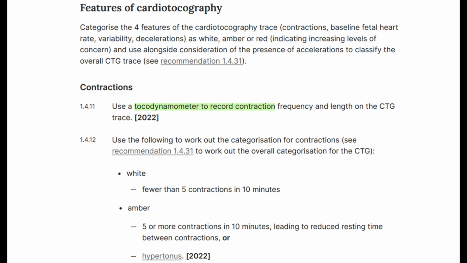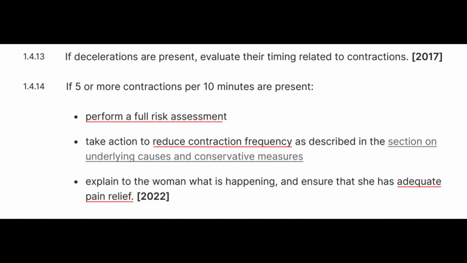White. Fewer than 5 contractions in 10 minutes. Amber. 5 or more contractions in 10 minutes, leading to reduced resting time between contractions, or hypertonus. If decelerations are present, evaluate their timing related to contractions. If 5 or more contractions per 10 minutes are present, perform a full risk assessment. Take action to reduce contraction frequency as described in the section on underlying causes and conservative measures. Explain to the woman what is happening and ensure that she has adequate pain relief.